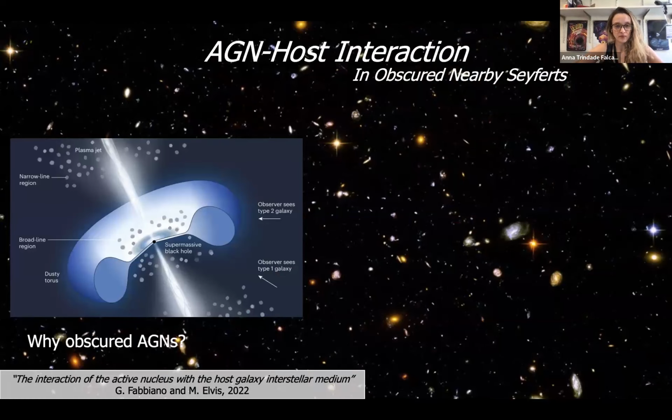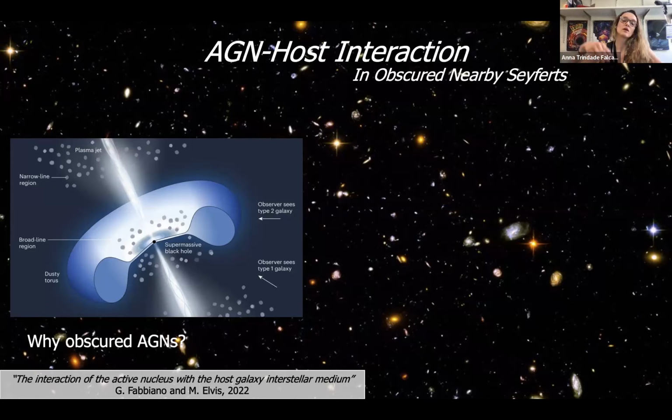I'll start by talking about why we choose obscured AGNs or Compton-thick AGNs. Why are they so important to study the extended X-ray emission and this host-AGN interaction in the nearby universe? There are two main reasons. The first reason is because of the unified model.